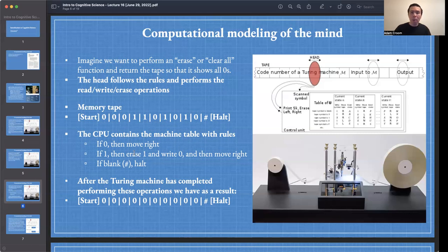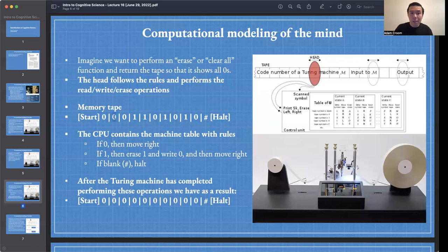The rules are the following. If we see a 0, then we'll leave it and move over 1 cell to the right. If we see a 1, then we'll erase the 1, write a 0, and then move over to the right. If we see a blank cell, then we'll halt and we'll stop. Cool. Now all we have to do is follow the rules step by step. We'll start at the start state and just execute the rules. We see that there's a 0 here. The rule says if 0, then move right. So we'll leave this 0 and move over 1 cell to the right.